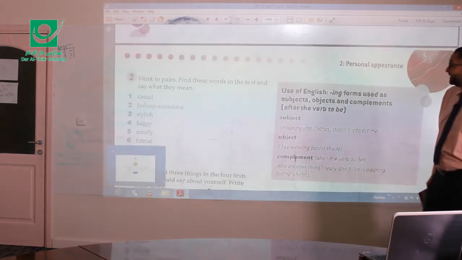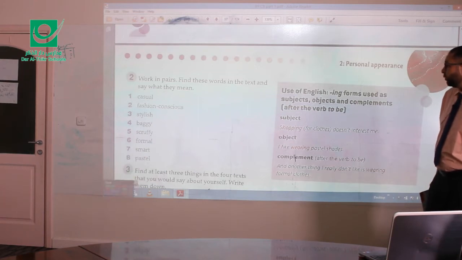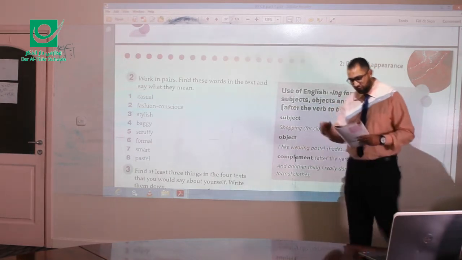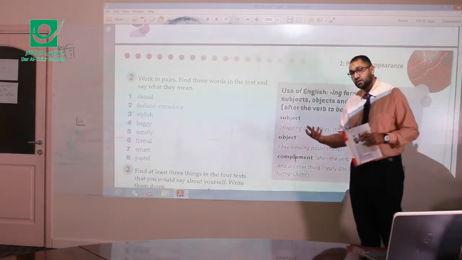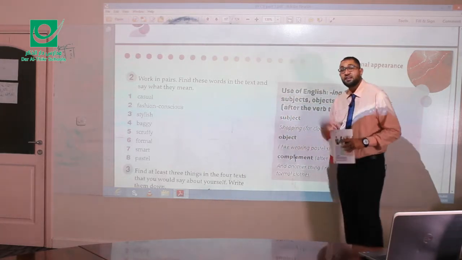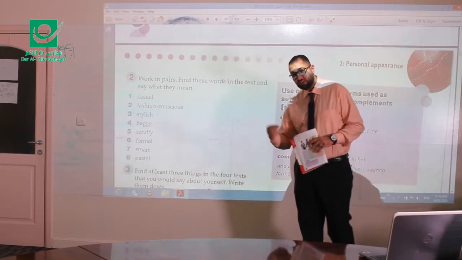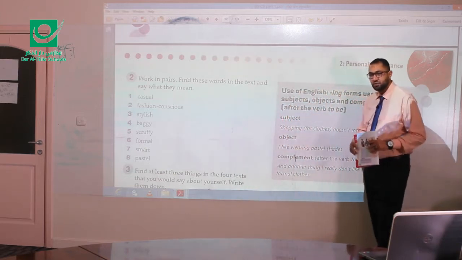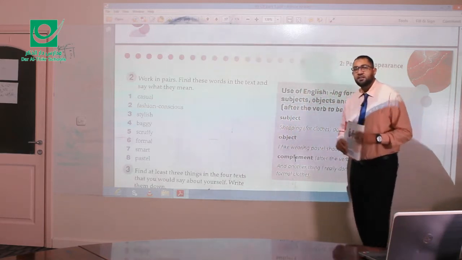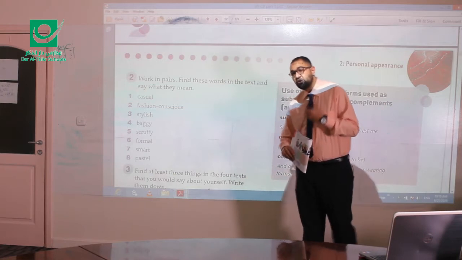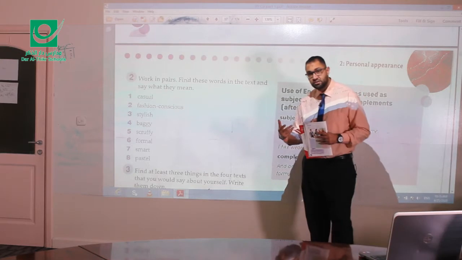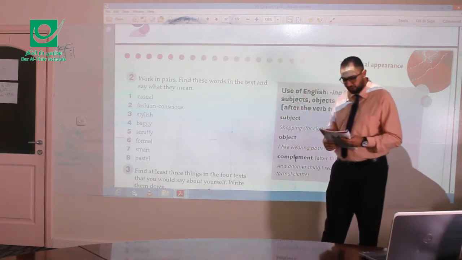Work in pairs, find these words in the text, say what they mean. If we look at them on a quick basis, we know casual. If you're wearing casual clothes, so they are, thank you, informal. Number 2, fashion conscious. And we said we need to highlight. The word conscious means, yes, you're aware of something. So if you are fashion conscious, it means that you're aware of the latest things in fashion. 3, stylish. Yes, in good style.